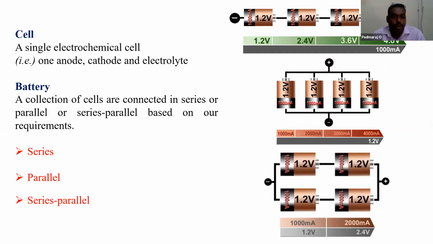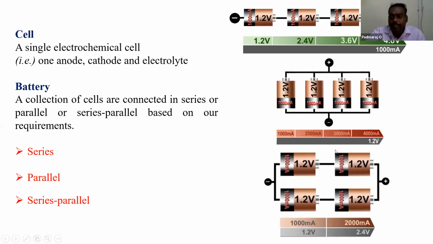Suppose I make a combination of cells, that is called a battery. A collection of cells are connected in series, or parallel, or series-parallel, based on our requirements, based on our applications. Understood? If connected in series, what will happen? The voltage will increase. If connected in parallel, the current will increase. So based on our application and requirement, we connect the cells either in series, parallel, or series-parallel. Clear?